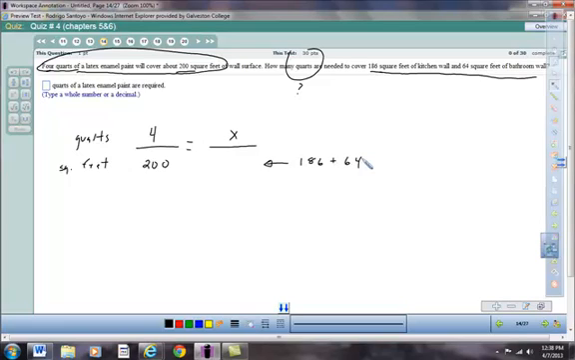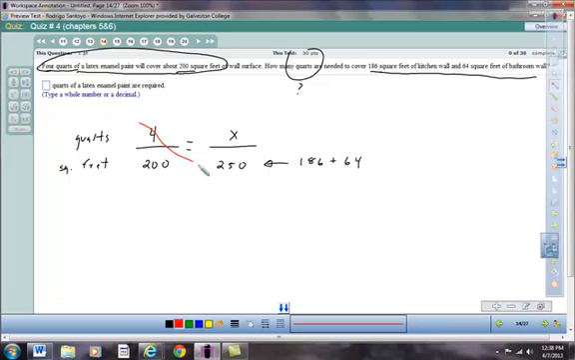Okay, because those are both square feet. We want to know what total amount we're going to need to cover that, the amount in the kitchen and the amount in the bathroom. So when we sum those two numbers, we get a solution of 250.